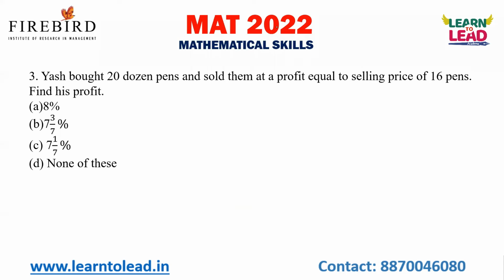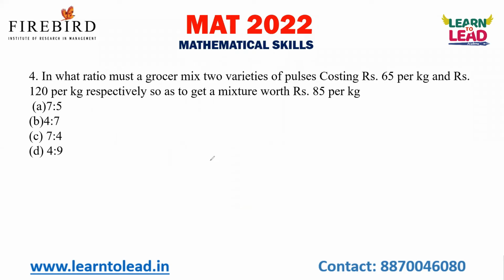Now, let us move to the next question. In what ratio must a grocer mix two varieties of pulses, 65 rupees per kilogram and 120 rupees per kilogram respectively, so as to give a mixture worth 85 rupees per kilogram? See, it comes under the topic allegation. You can draw a diagram like this, and in the leftmost top corner, you should write the lowest value. See, you're going to mix two varieties, right? One is 65 rupees per kg, the other one is 120 rupees per kg.